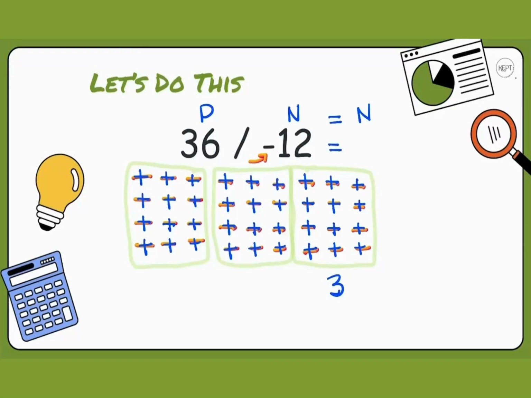Positive divided by a negative is a negative. Positive 36 divided by negative 12 is negative 3.